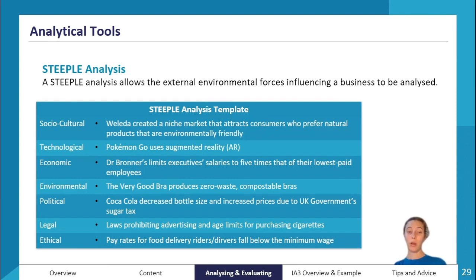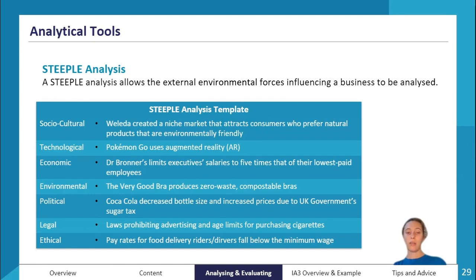Technological, so Pokemon Go uses augmented reality. That is a technology that the business is taking advantage of. Economic, so Dr. Bronner's, another sort of environmentally sustainable kind of business that creates things like soaps and creams and things like that.